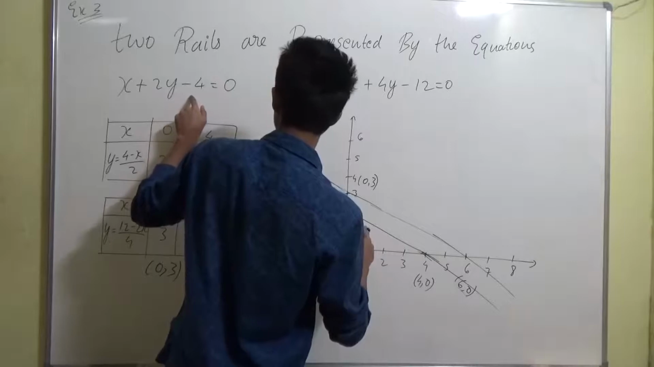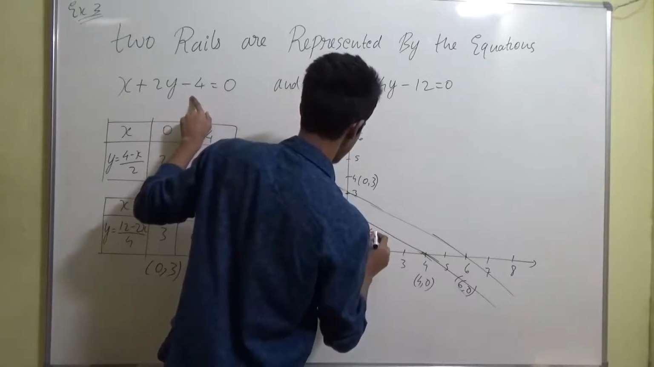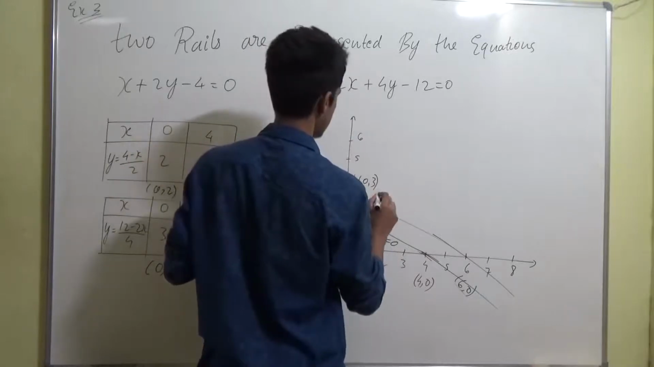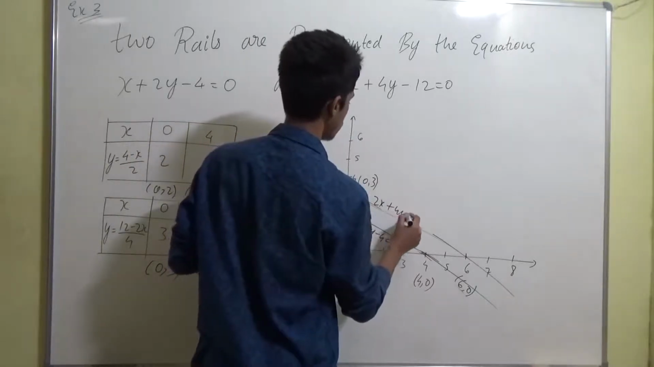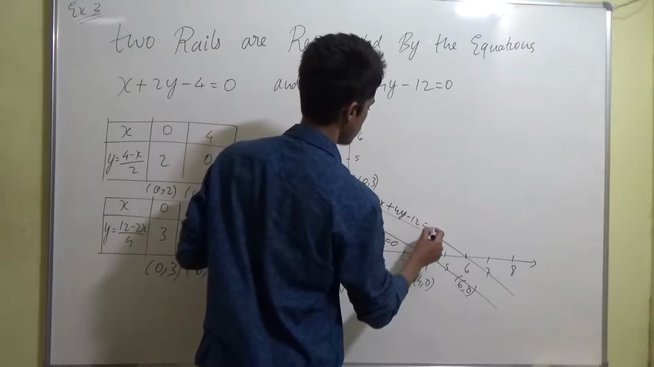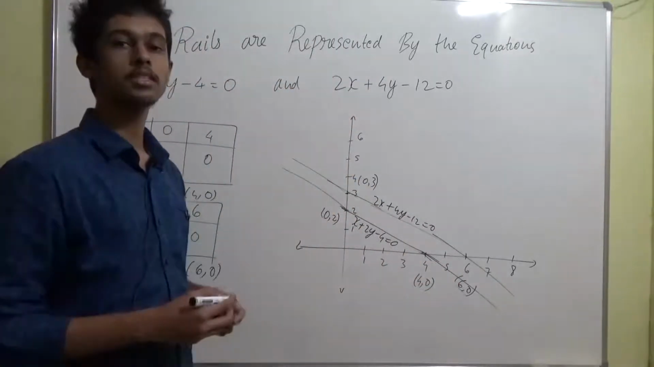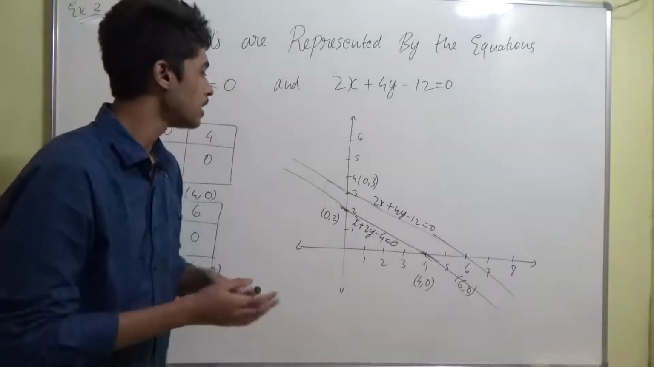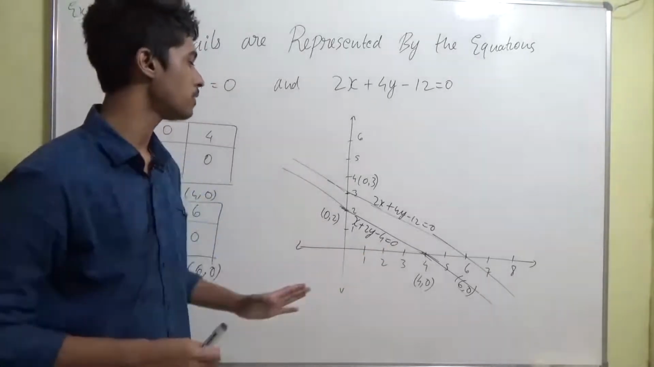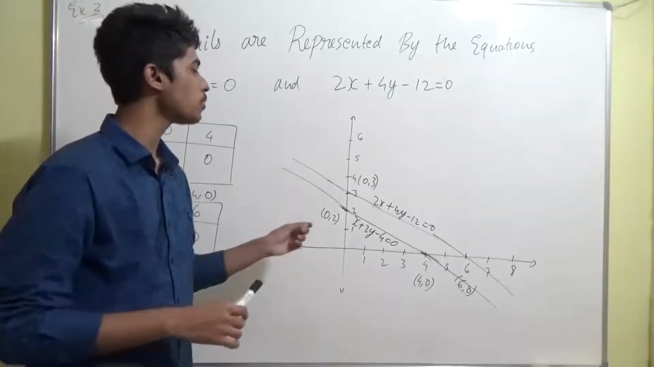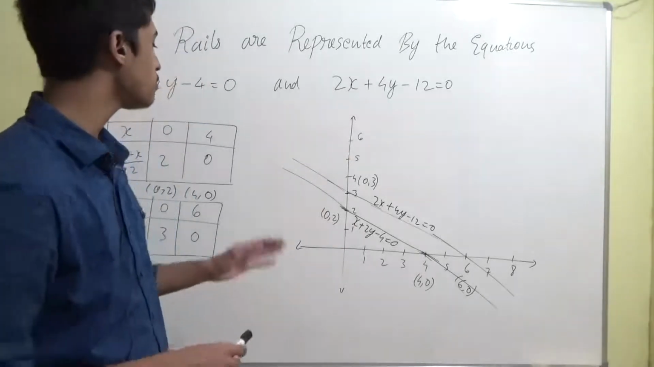This line is the graph of this equation, x plus 2y minus 4 equal to 0, and this is the graph of the second equation, 2x plus 4y minus 12 equal to 0. These are the two graphs we have drawn, guys. That's it. In this case, if you see, both the lines are parallel. Actually here on the board I couldn't draw it properly, so it doesn't look so parallel.